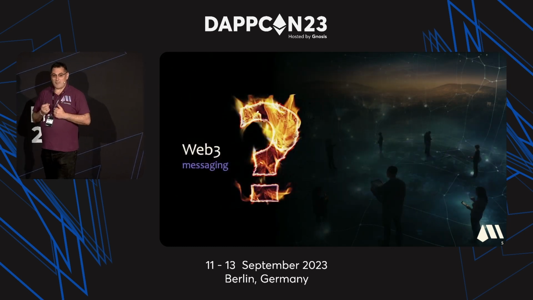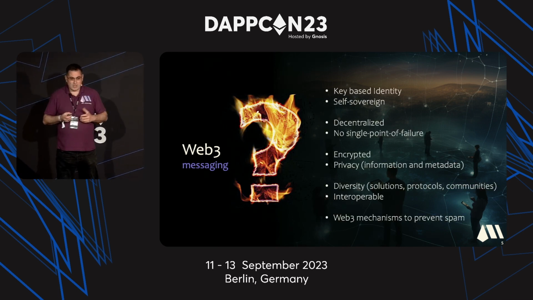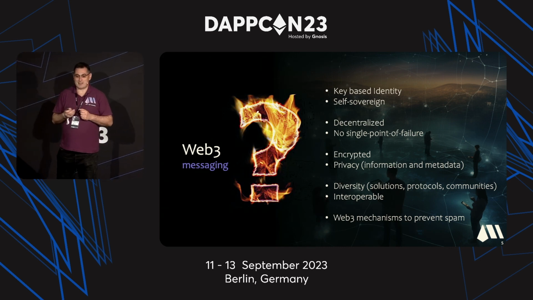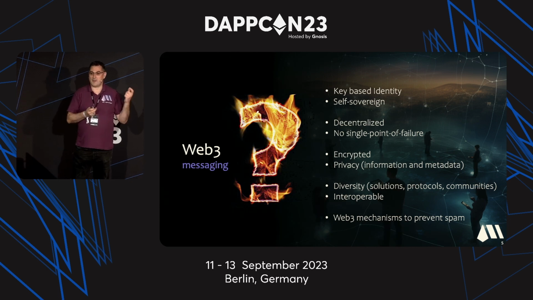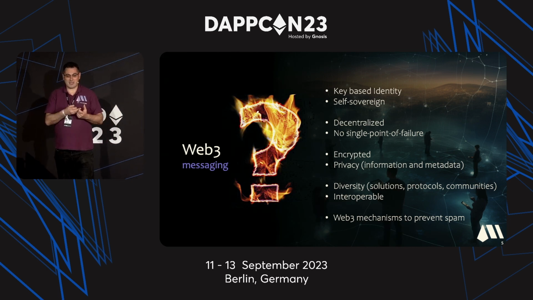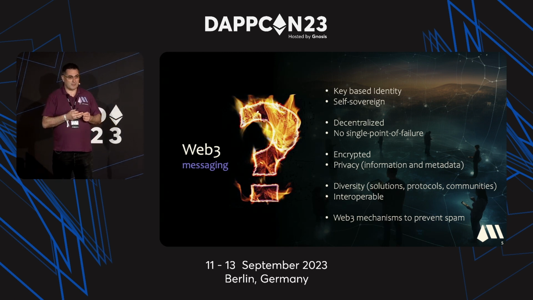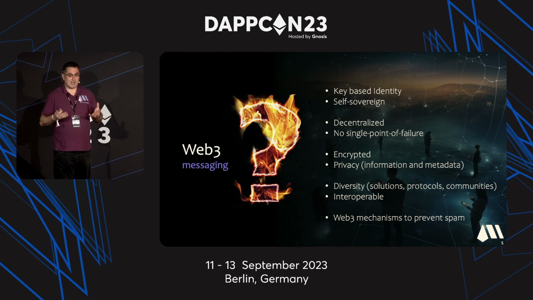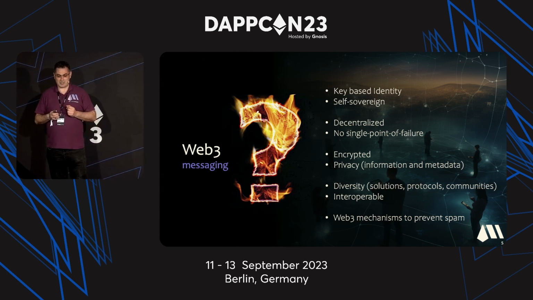So what can Web3 do to make this situation better? First, we can have a key-based identity. That means everything is connected with my wallet. And having my signatures makes very clear where the message comes from, and it's connected to me, so nobody can take over my identity. And I should be able to self-sovereignly control where my messages are located and what I'm doing with these messages.